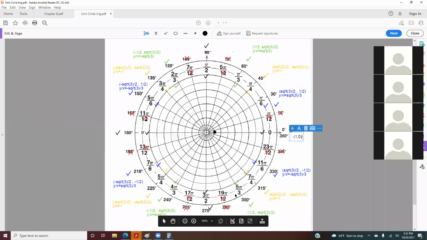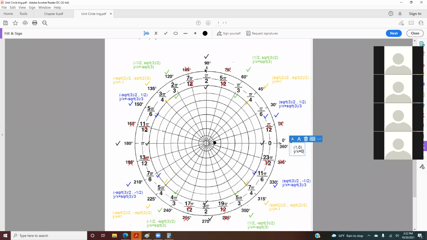As you know, when you divide y over x, you will get 0, because 0 divided by 1 is 0. But for the 90 degrees, it's going to be 0, 1, because your x is 0, but your y is 1. So when you do y over x, this is undefined. The reason it's undefined in this case is because your x is 0. Anything divided by 0 is undefined.